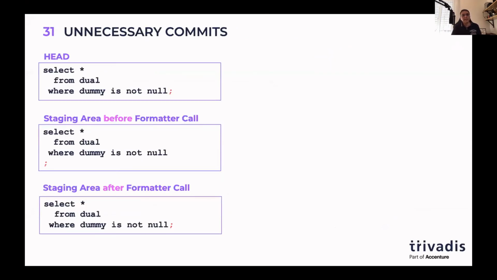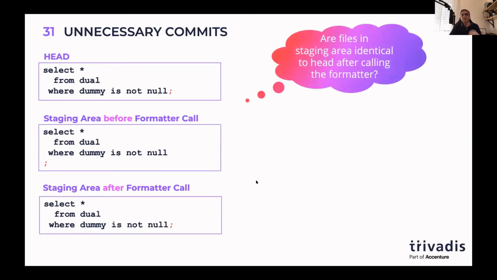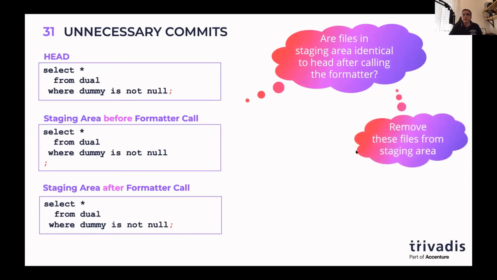And there is also the area of unnecessary commits. Let's consider this simple example. That's what is committed here. And look at the semicolon. We changed it before the formatter call to a new line, added a new line here. And after the formatter call, it will be put back and will look exactly the same as the head. If we identify such things, then we should remove this file from the staging area. It does not make sense to commit them with no changes.